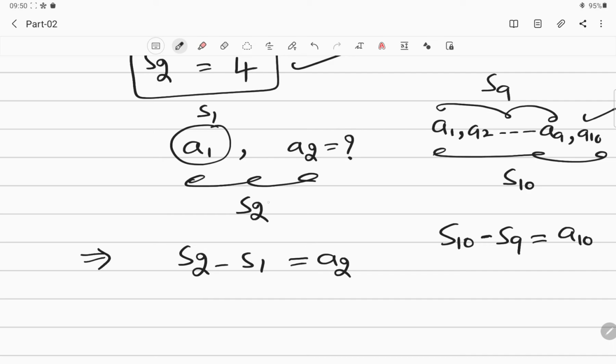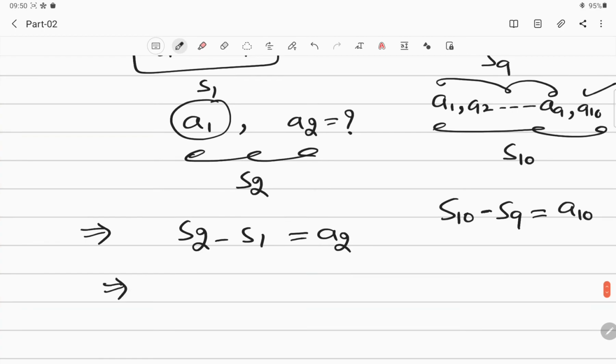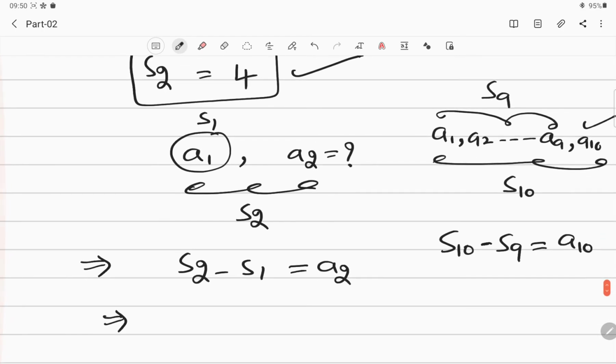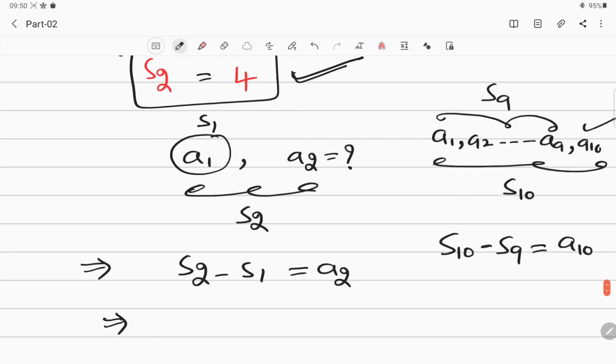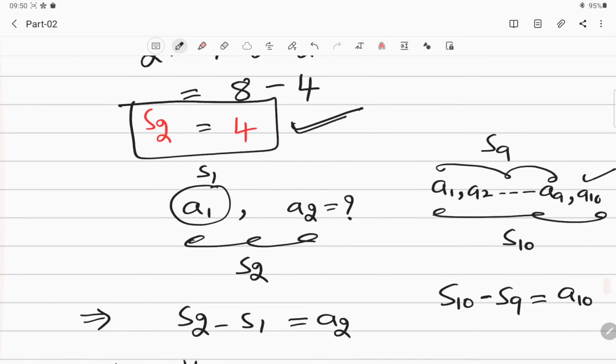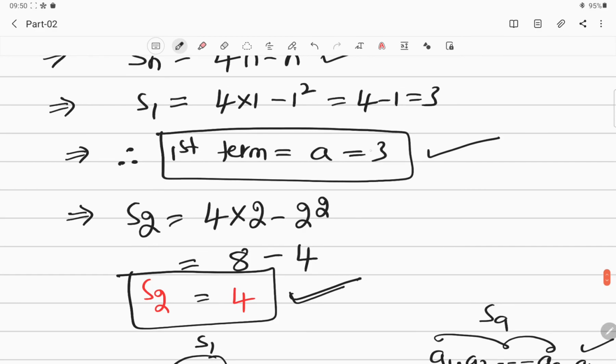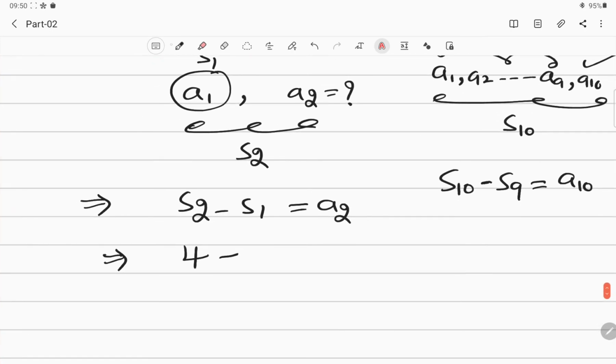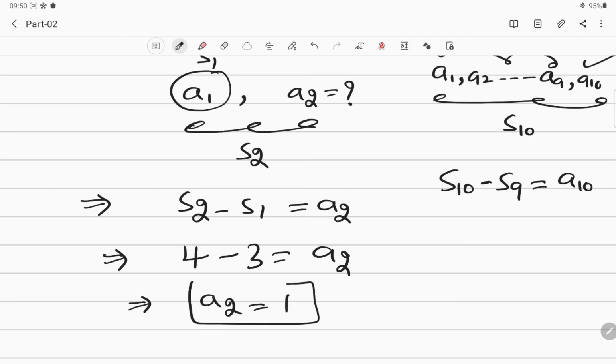Similarly here also, the sum of 2 terms minus the sum of 1 term is equal to the second term. The sum of 2 terms is known to you. S2 is 4, we already got it. Minus the sum of 1 term, the first term only, that is S1, which is 3. So 4 minus 3 is equal to a2. So easily we can say that the second term is equal to 1.